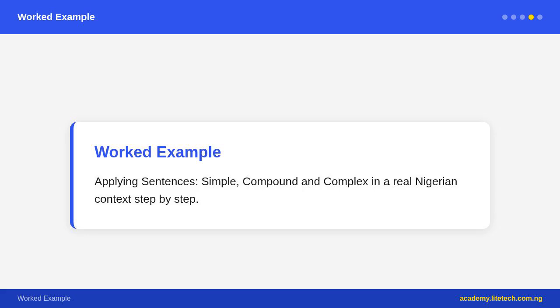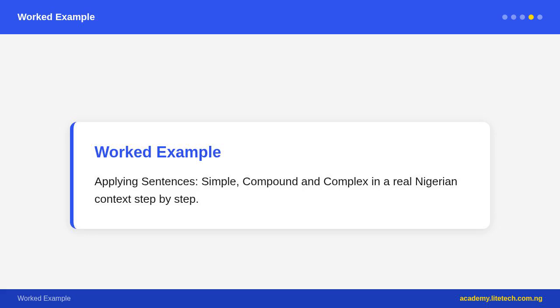Common errors. 1. Run-on sentence: two independent clauses joined with no punctuation and no conjunction. Wrong: she studied hard she passed. Right: she studied hard, and she passed.